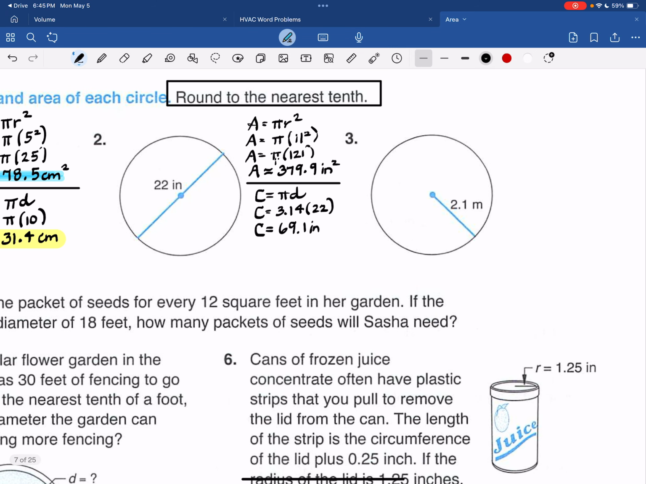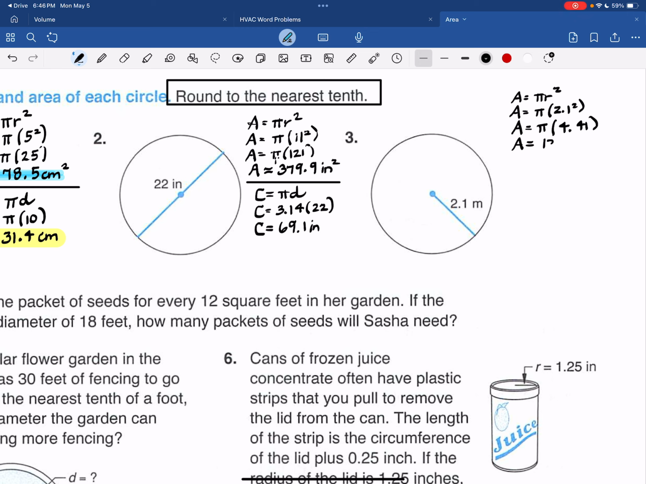And then number 3, we want the area, which is pi r squared. So pi times 2.1 to the second power, or pi times 2.1 times 2.1, 4.41, and multiply that by pi. If you round it, you're going to get 13.8 square meters.